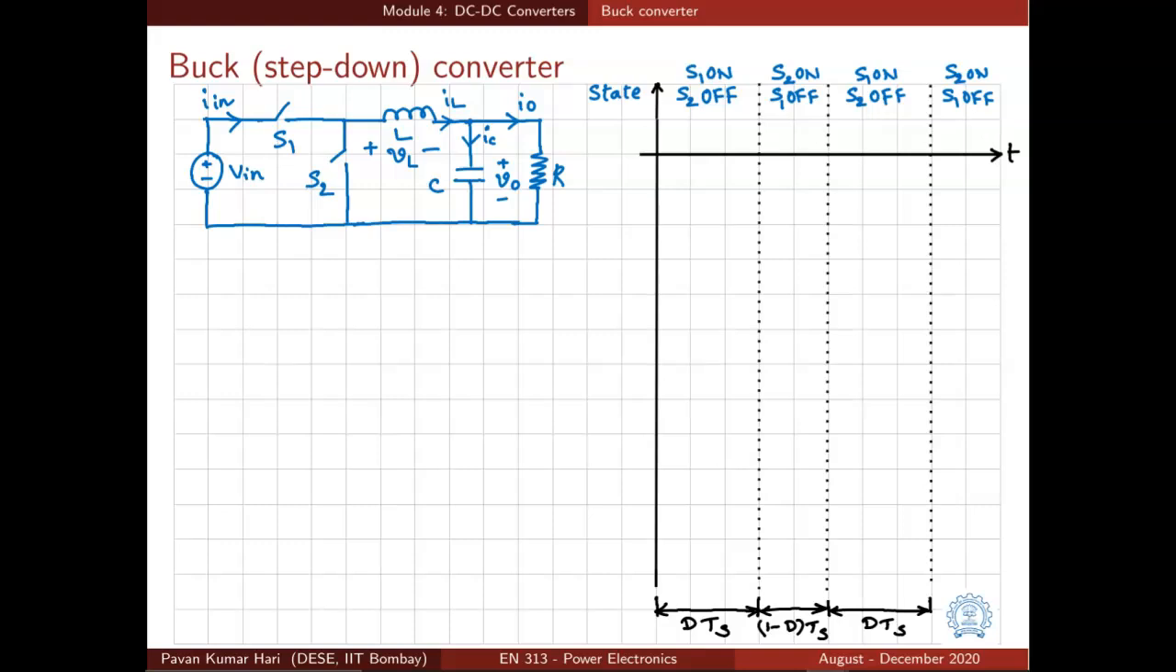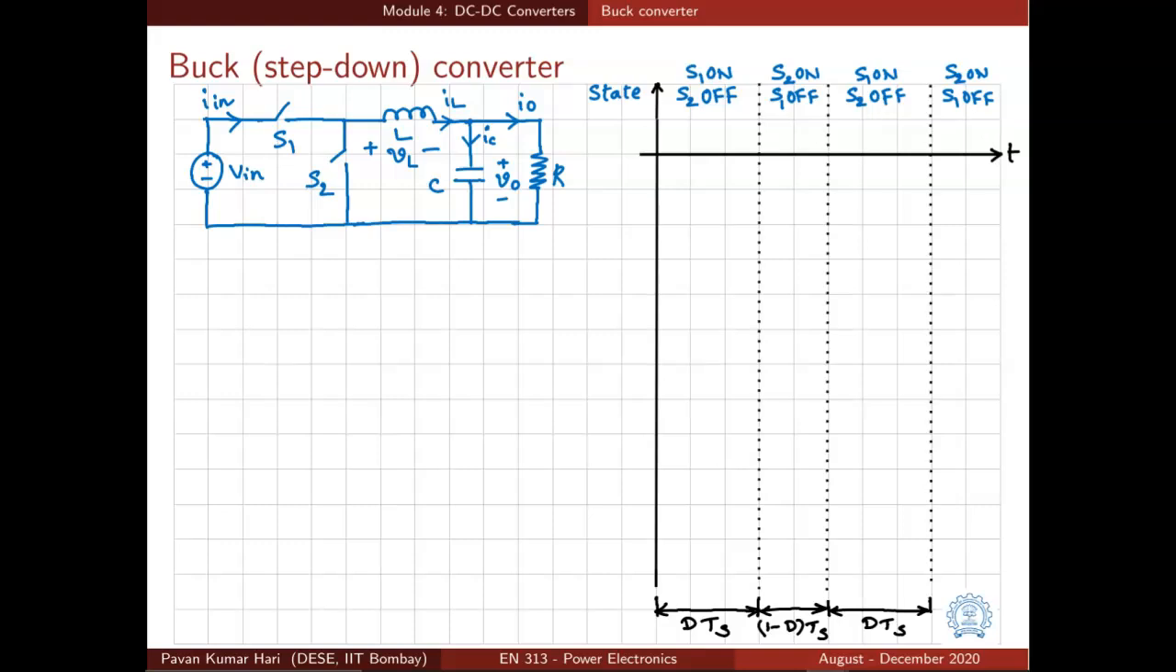So we are not considering the discontinuous conduction mode here. We are interested to look at the continuous conduction mode. That means the inductor current IL is always positive, so it has to be flowing through S1 or S2 at any given point of time.